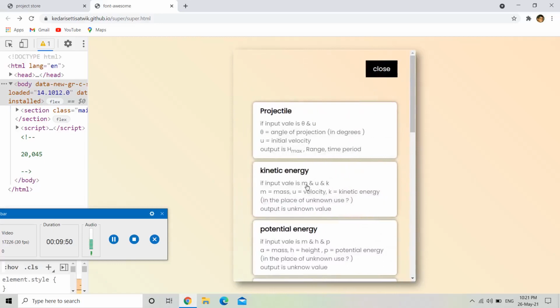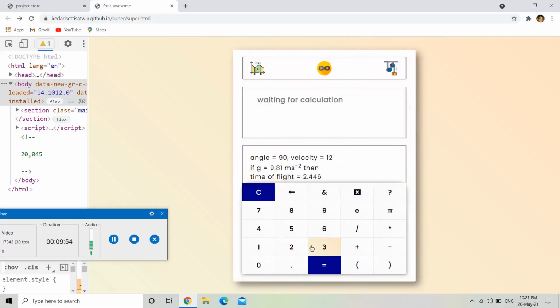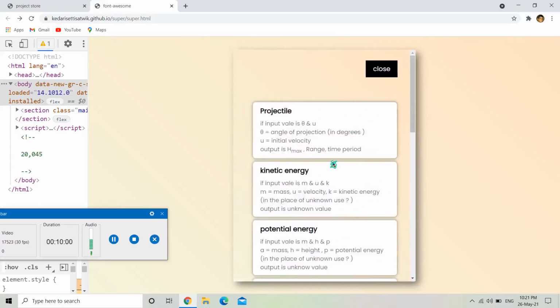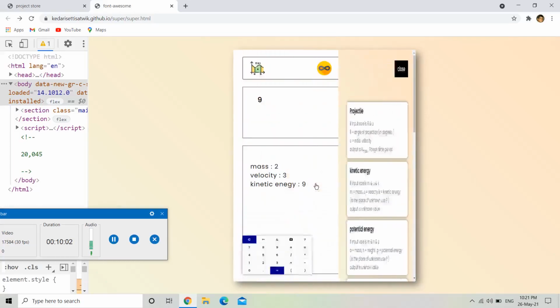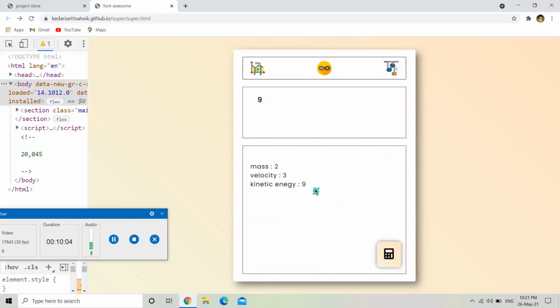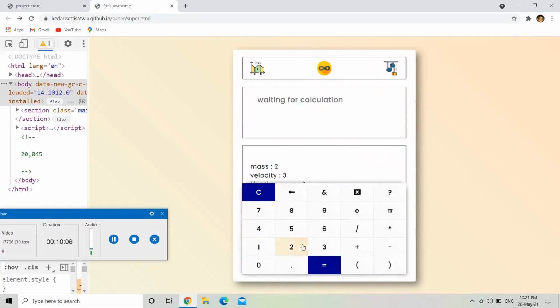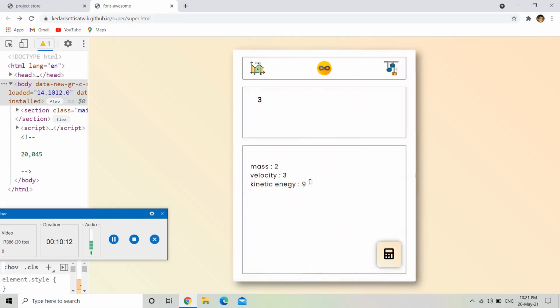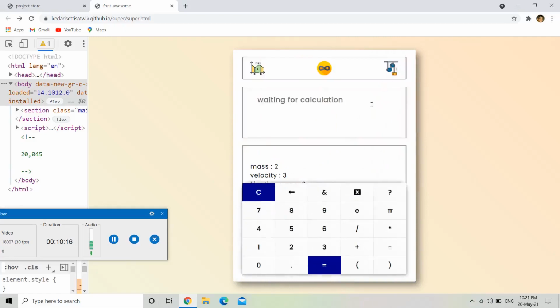Now let's see the second formula, kinetic energy. The format is m and u and k. I know the mass, I know the velocity, I don't know the kinetic energy, so I have written a question mark. By clicking on this, you will get the kinetic energy. This time I don't know the mass, I know the kinetic energy. By clicking on this, the unknown value will be given.